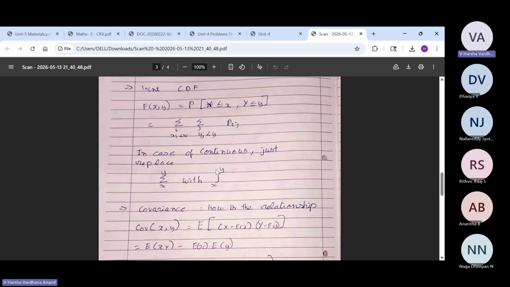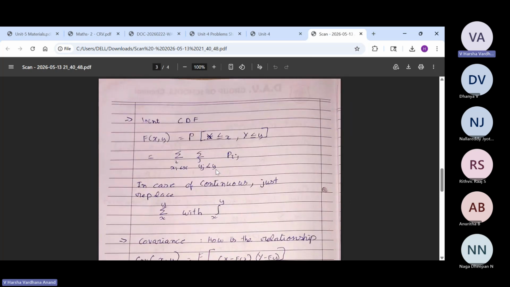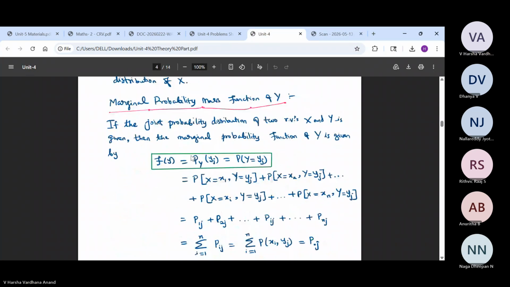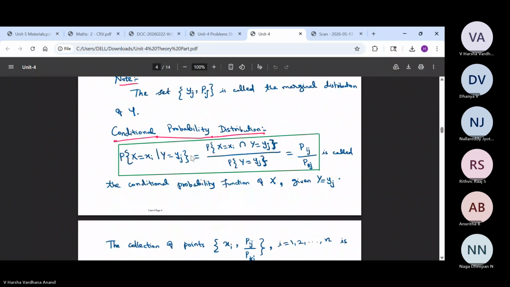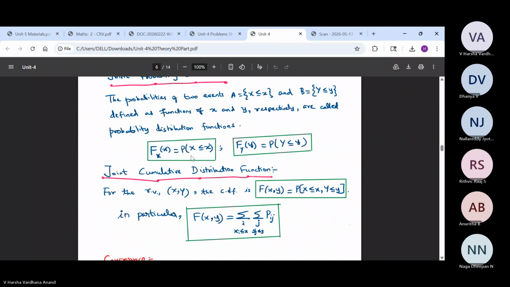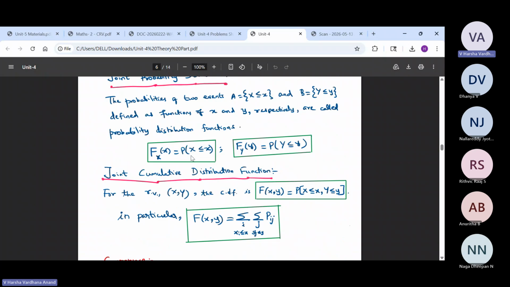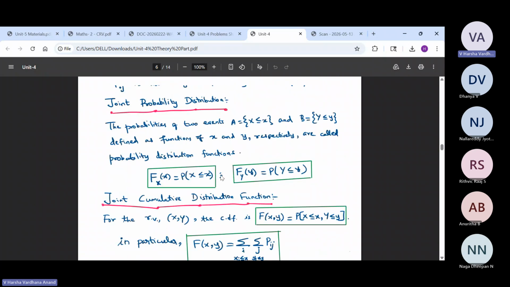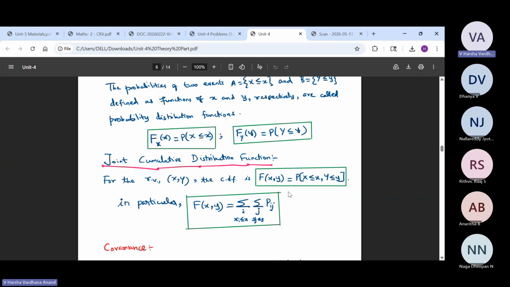Next is the joint CDF, or joint cumulative distribution function, however you would like to call it. Sorry, cumulative distribution function, not conditional. So here we have F of x comma y equal to P of x lesser than some value xi, y lesser than yj. So what is the probability here for both cases?